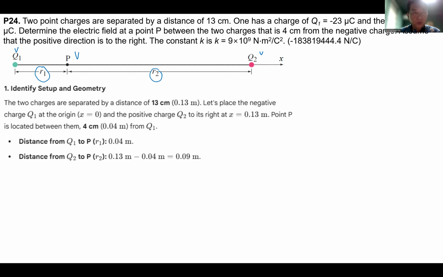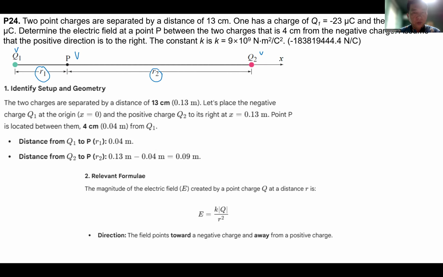So R1 is given, R2 is given, okay. And then the electric field is given by charge divided by R squared. And then the direction depends upon the sign of the charges. The field points toward the negative charge and away from the positive charge. That is important. That will determine whether it is moving right or left.